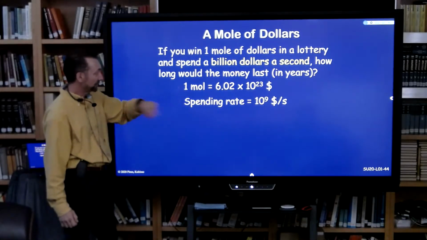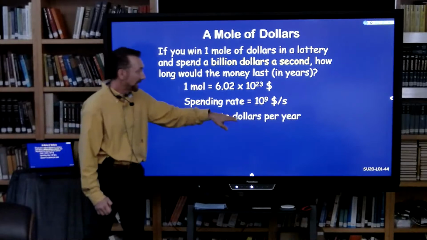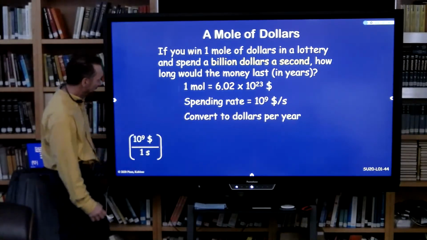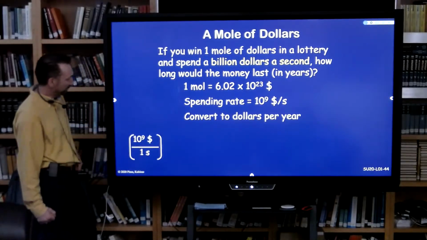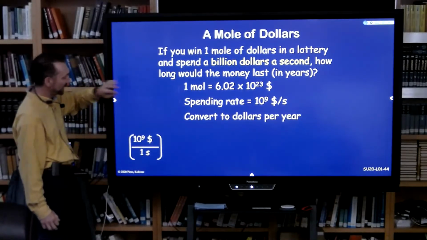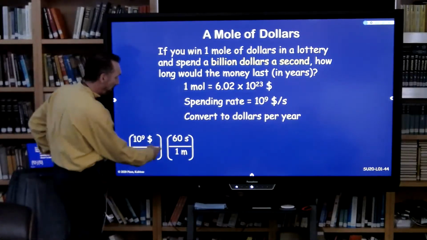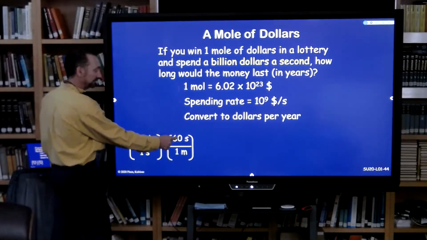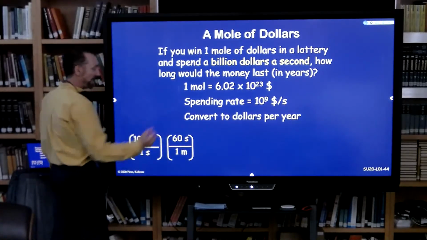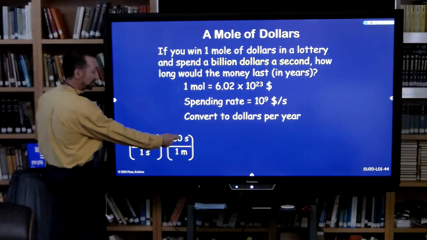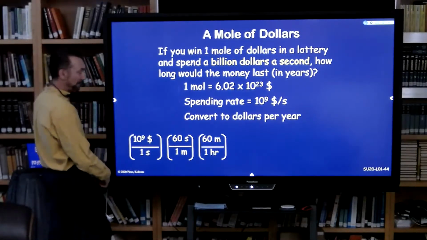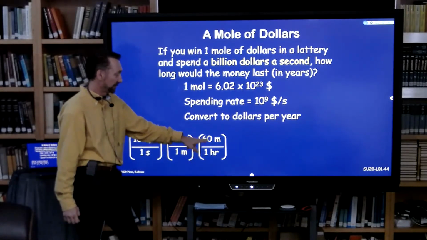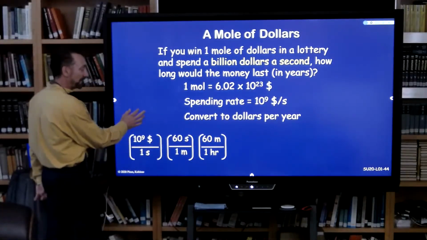How long would it take? So let's just do conversion factors. Convert from dollars per second to dollars per year. So here's dollars per second, $1 billion per second. I think you know, maybe not how many seconds there are in a year, but you know how many seconds in a minute, 60 seconds per minute, right? That conversion factor with the seconds on the top, so they cancel with the seconds on the bottom. Go from minutes to hours, because you know there's 60 minutes in an hour. That gets you an hour.